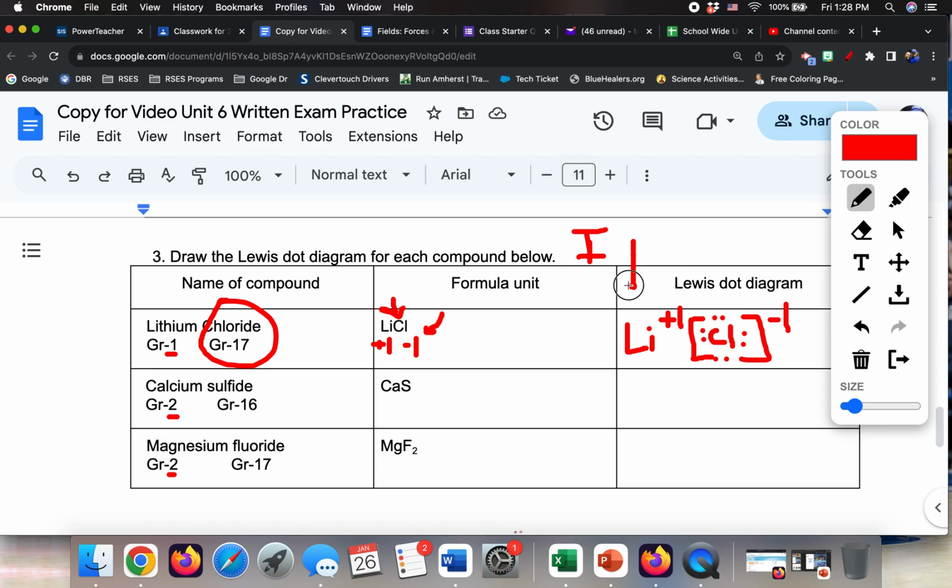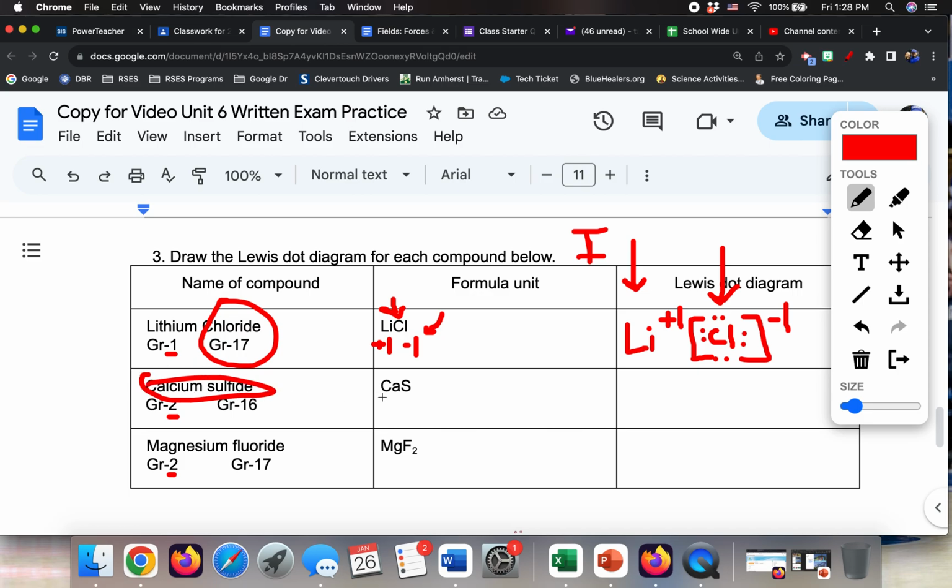In all of these, the first element is going to have no dots and a charge of plus something, +1, 2, or 3. The second element is going to have a charge of -1, 2, or 3, and always will have 8 dots around it. If you can remember that, it's going to give you a fighting chance even if you forget some of the details. All right, let's look at this one here, calcium sulfide.